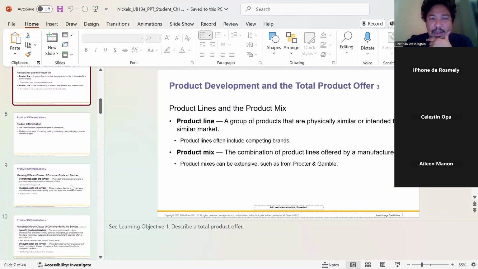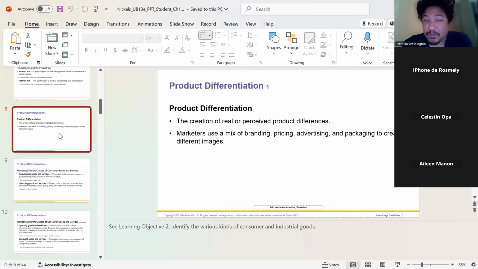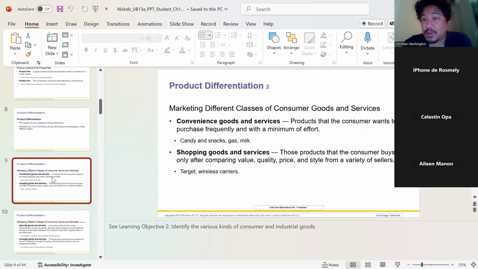Product line, you're familiar with product lines. Companies might have multiple different products. Product mix: Procter and Gamble, for example, may have different types of products that serve different purposes, right? Product differentiation differentiates products from other types. Why is Toyota different than Ford? Even within their own product mix, why is a Jeep Cherokee different than a Jeep Renegade, right?